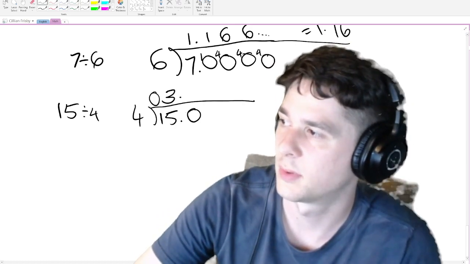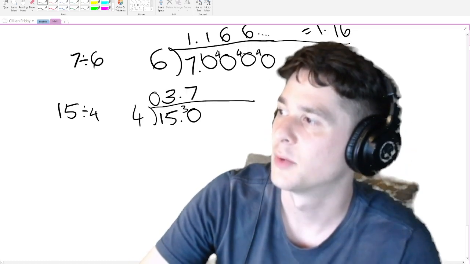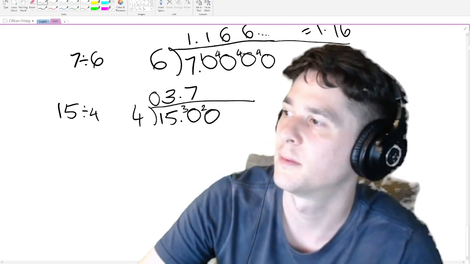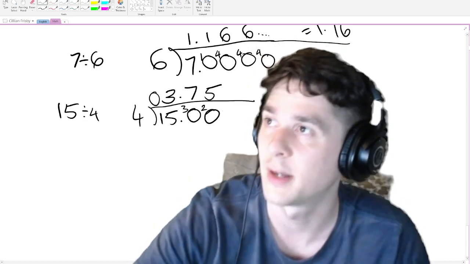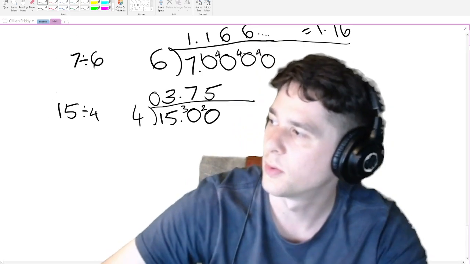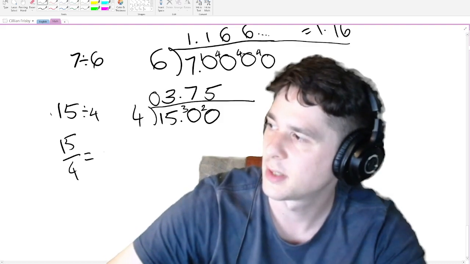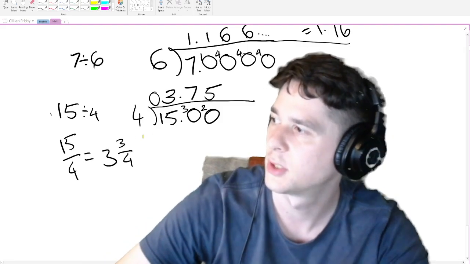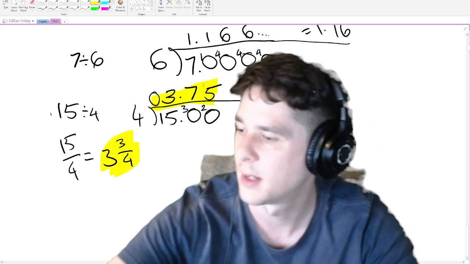So we're going to add a 0 and put our remainder. 4 goes into 37 times, with a remainder of 2. So add our 0 and put a 2 there. 4 goes into 25 times and no remainder. So we're done. So 15 divided by 4 is 3.75. And, you know, if we have 15 over 4, that's actually the same as 3 3/4. So it shouldn't surprise you too much, because this is the same thing as 3.75.